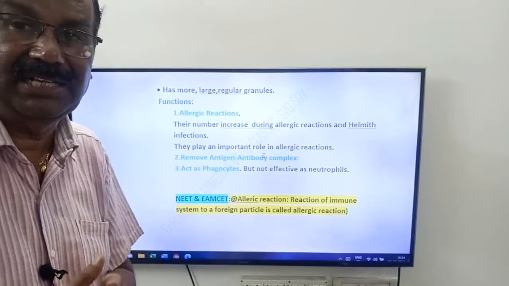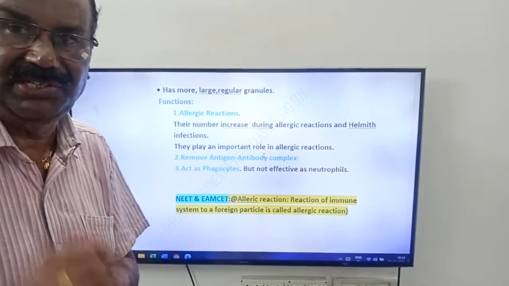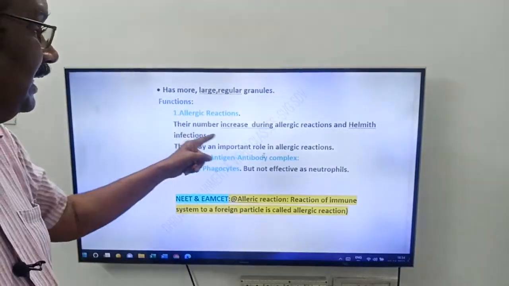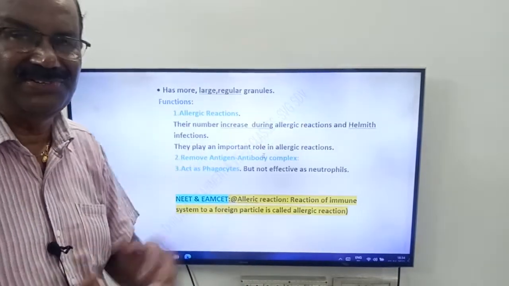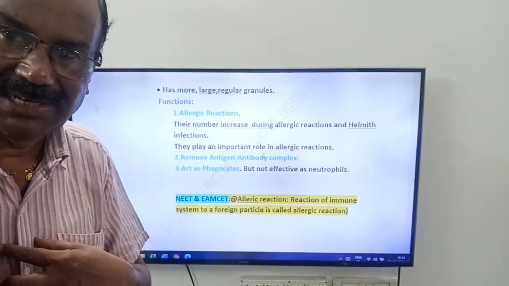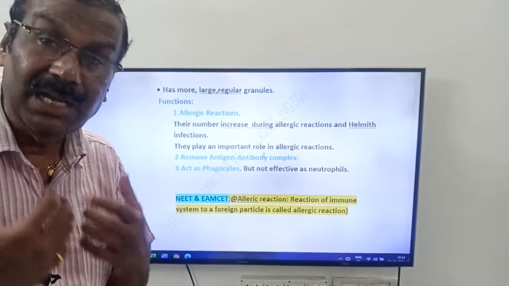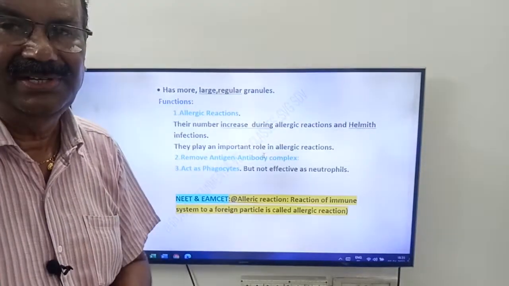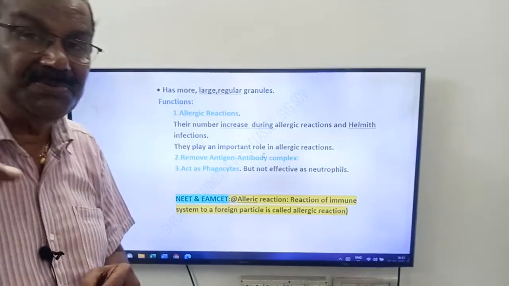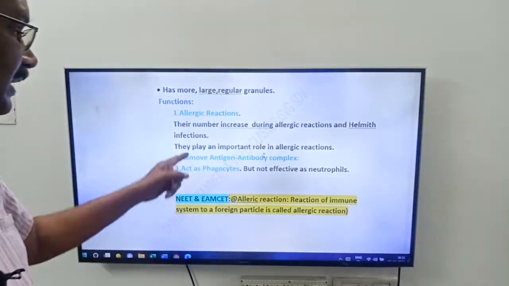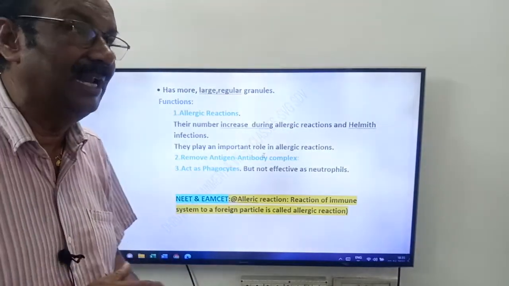If you take a blood test and the number of eosinophils is increased, it indicates we have allergy. Their number increases during allergic reactions and helminth infections. If we have any helminth parasites in our body, like tapeworm or ascaris, or any allergic reactions, automatically the number of eosinophils increases. So the first one is what, friends? They play an important role in allergic reactions.